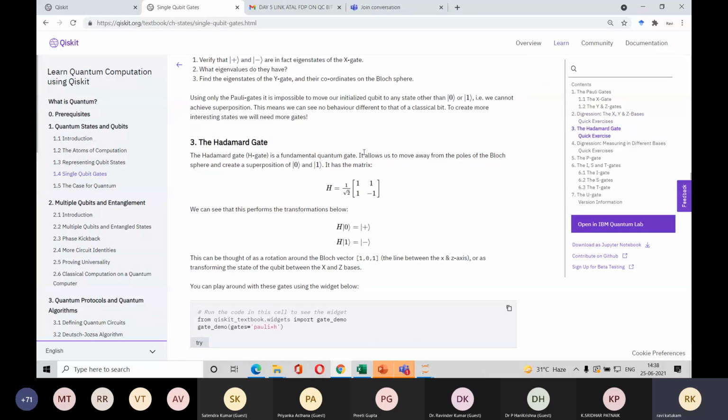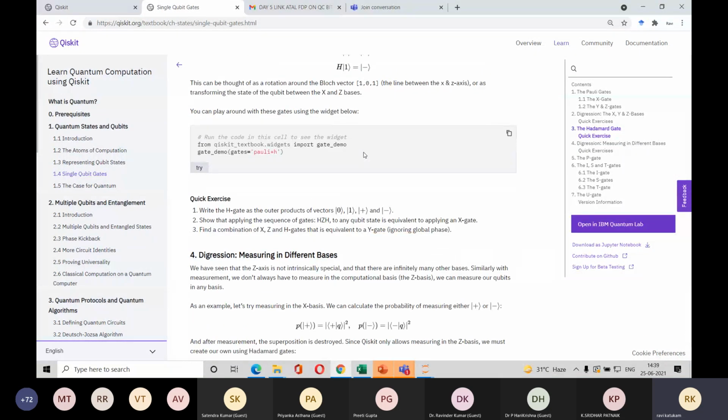Then we moved on to the Hadamard gate. The Hadamard gate is a very important gate. I think all the algorithms and circuits use the Hadamard gate, because this is the gate that will put our system in superposition. If somebody asks what superposition is and how you achieve it, superposition is a combined state of existing as both 0 and 1. So the H gate can do that function. It can put the system in the plus state or the minus state.